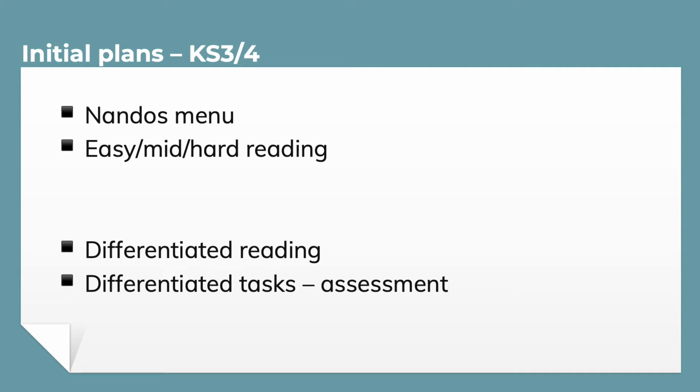In order to allow the students to actually access the tasks off the Nando's menu though, they needed to know the subject content. Now this allowed us to produce some differentiated reading resources. So for Key Stage 3 and 4, we produced easy, middle and hard readings. So therefore we had two levels of differentiation going on. We had differentiated reading and we also had differentiated tasks. Now we would ask students each week to submit their different tasks, and that would be how we assessed their learning.